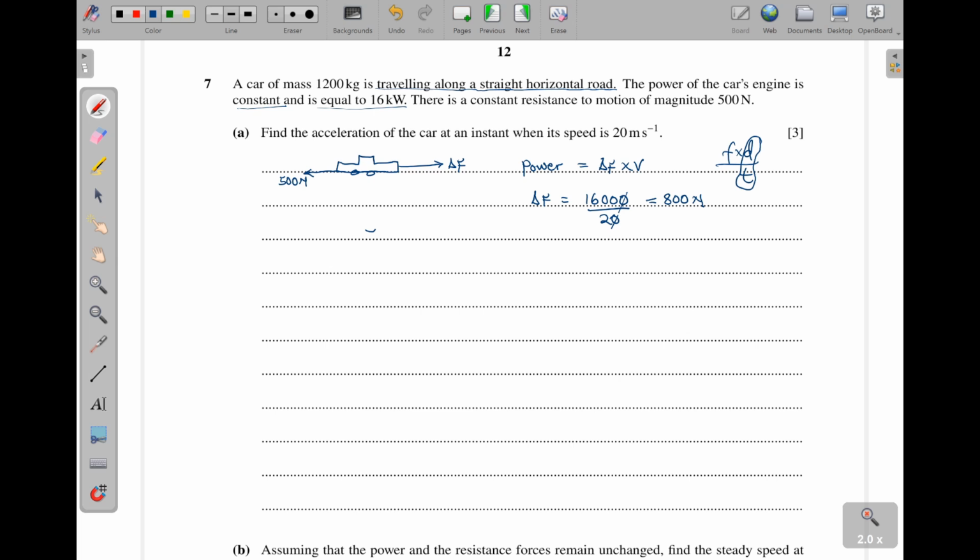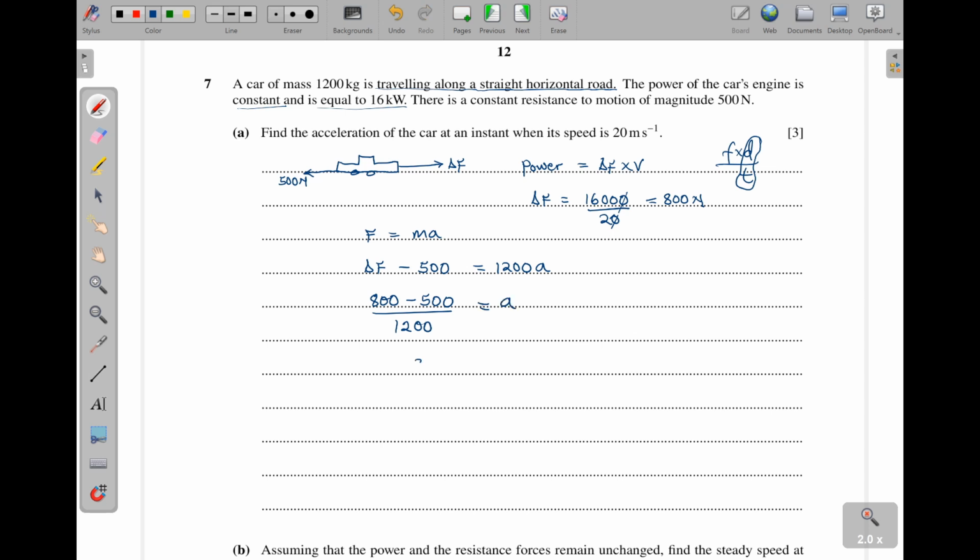Now, we can use F is equal to ma. So ma, we are going to have now the driving force minus the resistance force. That is the net force that takes the car forward. Then is equal to the mass, which is 1200, then times the acceleration, which we are looking for. So the driving force is 800 minus the 500. Then I will divide by 1200. Yes, just 2 zeros, which is equal to a.